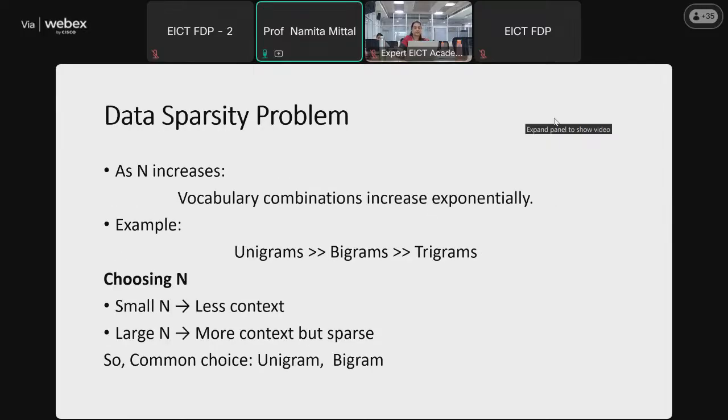So the second problem was data sparsity. What we mean by that is, as we increase our n, by unigram, n is 1, 2, 3, 4, 5, the vocabulary combinations increase exponentially. If we have a small n, it takes less context in terms of how many words are behind it. If we have a large n, then it has more context but is sparse. So common choices are unigram, bigram, and at most trigram. After that, it becomes complicated.